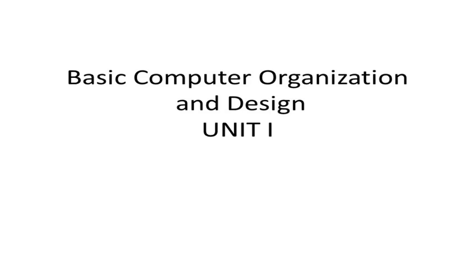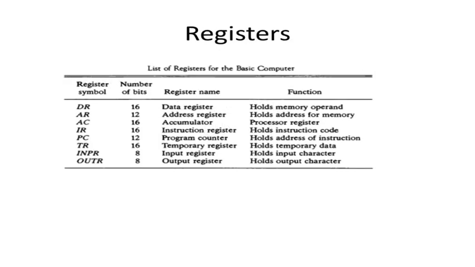Dear students, today we are going to see about basic computer organization and design. The first one is registers. The list of registers for the basic computer is data register, address register, accumulator, instruction register, program counter, temporary register, input register, and output register.